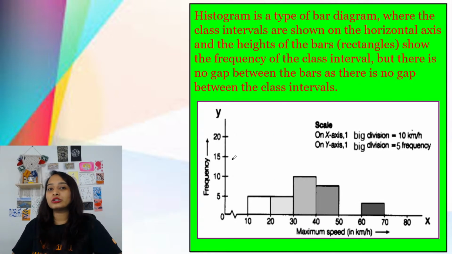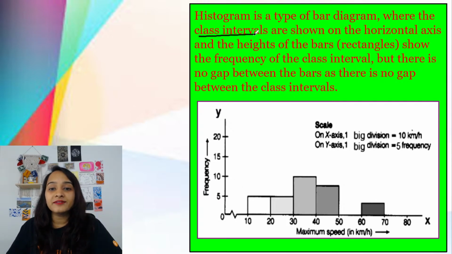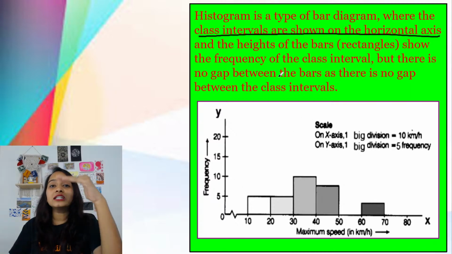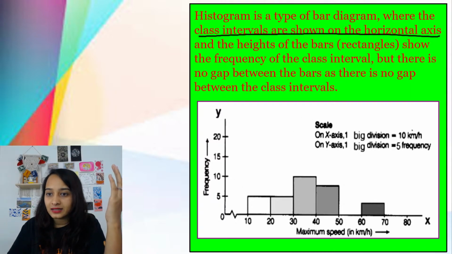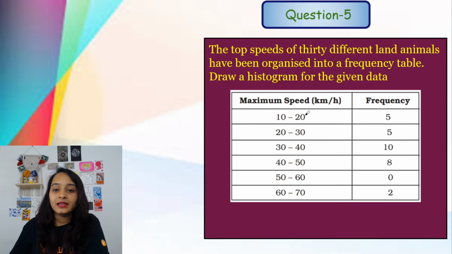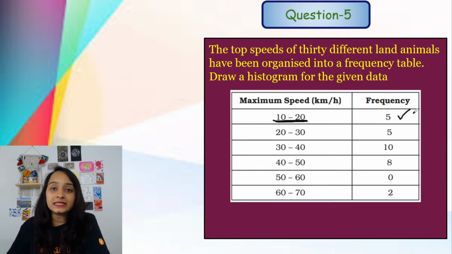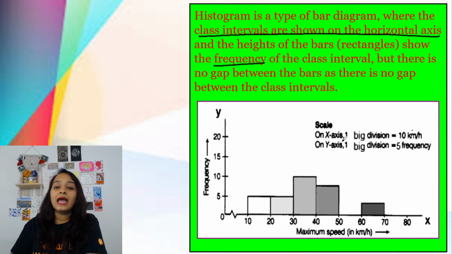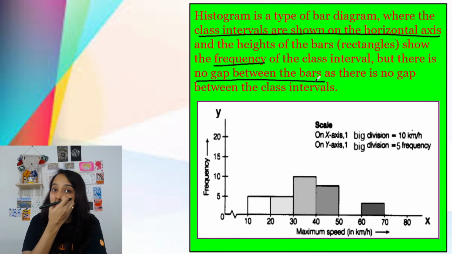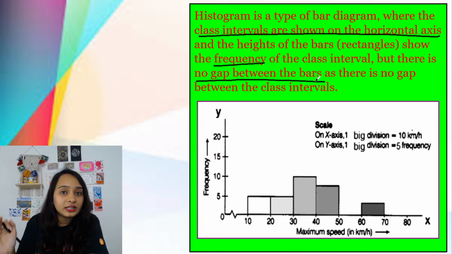So what is a histogram? It is a type of bar graph where the class intervals are shown on the horizontal axis and the height of the bars, or you can say rectangles, shows the frequency of the class interval. This is the class interval. This is the frequency of the class interval, right? And here there are no gaps between the bars. Remember, in a histogram there are no gaps between the bars because the data is continuous.